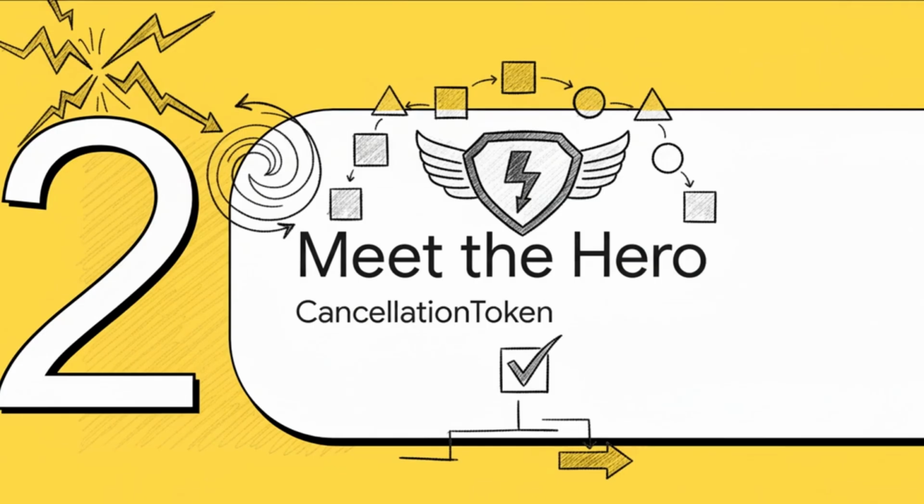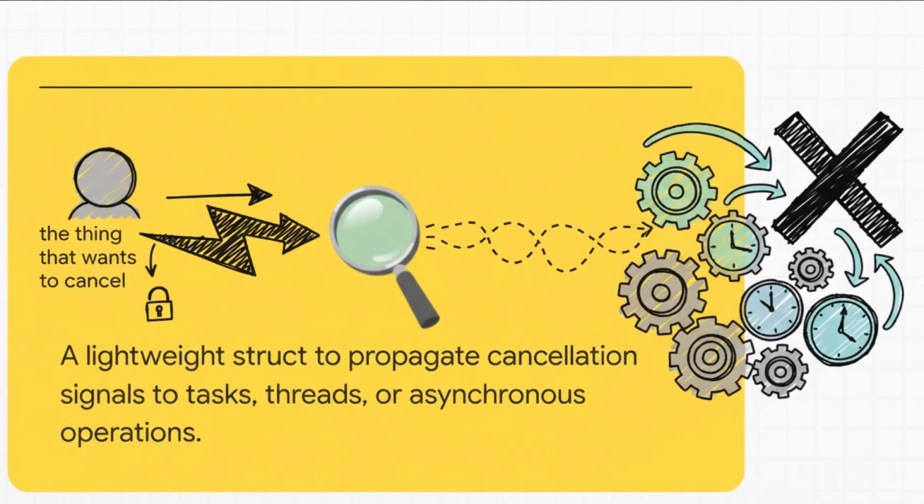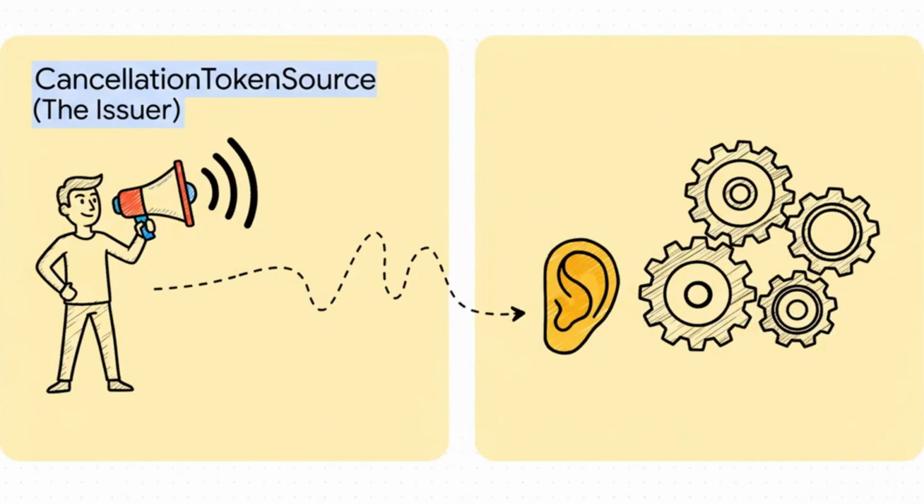So it's time to properly meet the hero of our story, the cancellation token. So what is this thing really? Well, at its core, a cancellation token is just a super simple, incredibly lightweight structure. Its entire purpose in life is to be a messenger. It carries one signal, hey, it's time to cancel, from the code that wants to stop to the code that's actually doing the work. And the whole system is a team of two.